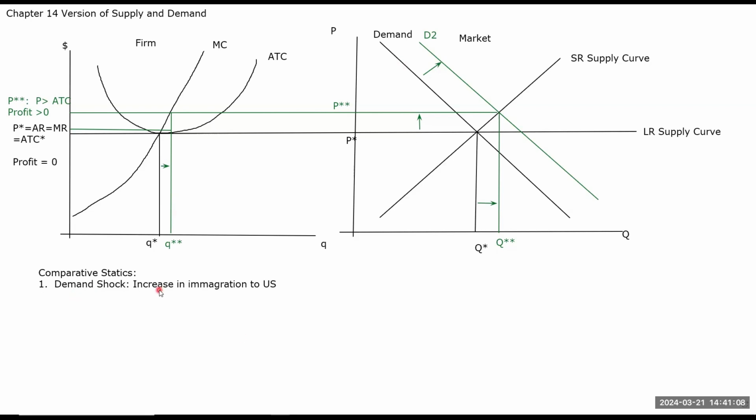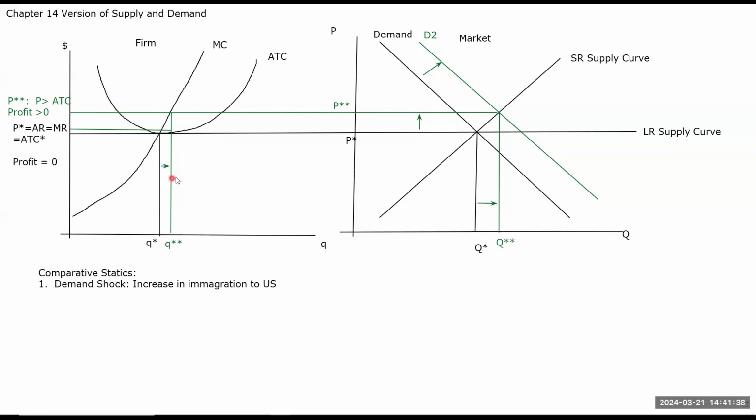Okay, all right. So let's talk about this. When we have a demand shock, increase in immigration to the United States, the demand curve shifts outwards from D to D2. We're not here anymore, we're up here. What that means is at the market level, you have an increase in price and increase in output. Okay. How is that accomplished?